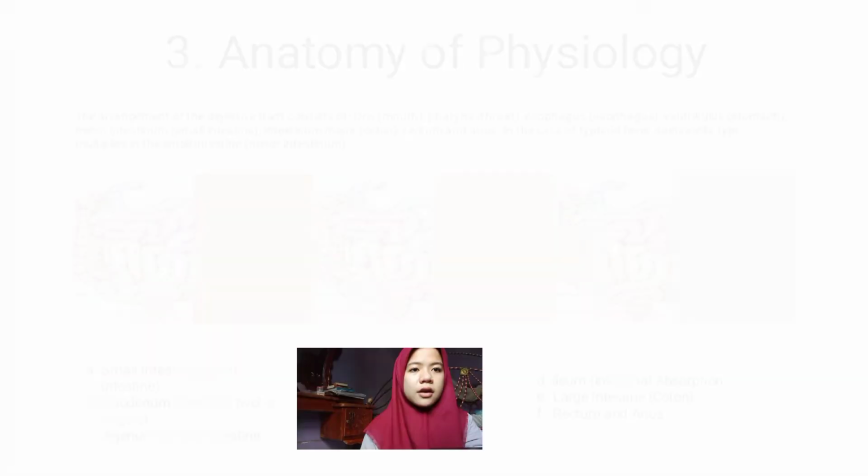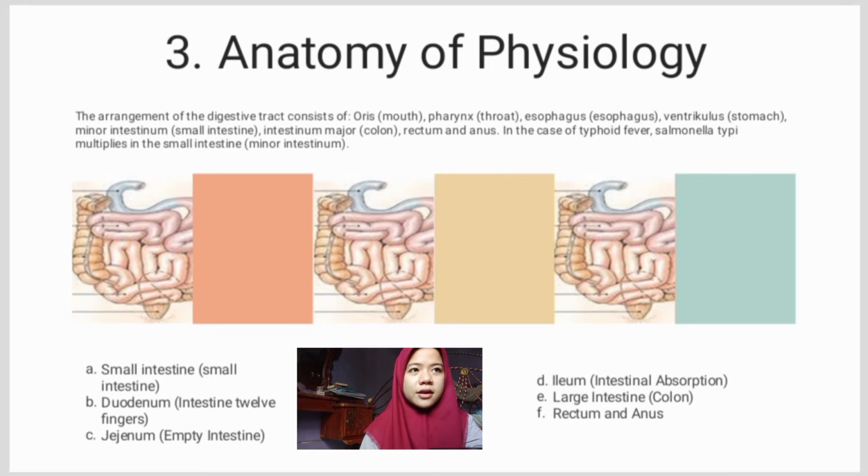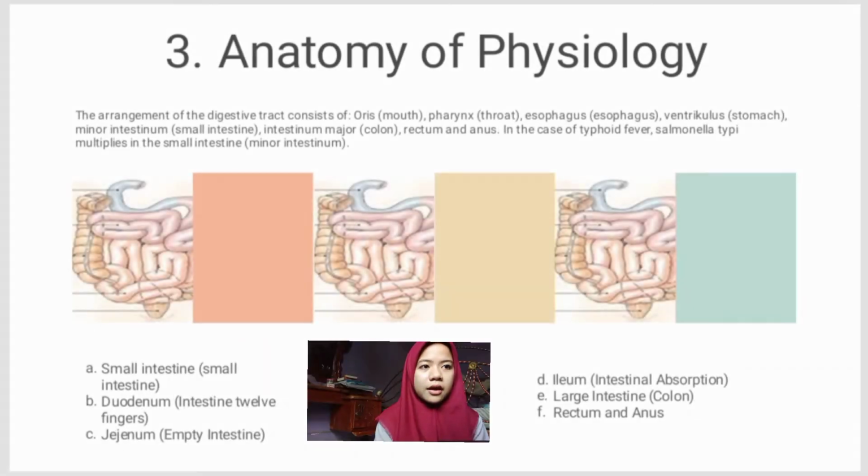And then anatomy and physiology. The arrangement of the digestive tract consists of oris, pharynx, esophagus, ventriculus, small intestine, large intestine, rectum, and anus. In the case of typhoid fever, Salmonella typhi multiplies in the small intestine. The small intestine, duodenum, jejunum, ileum for absorption, and then colon, and then rectum and anus.